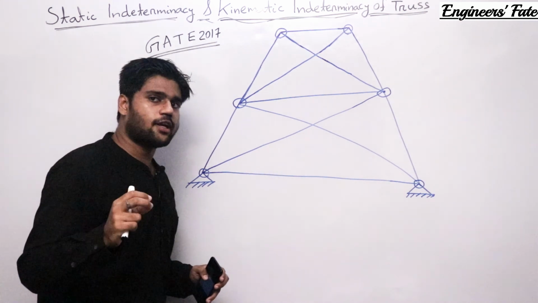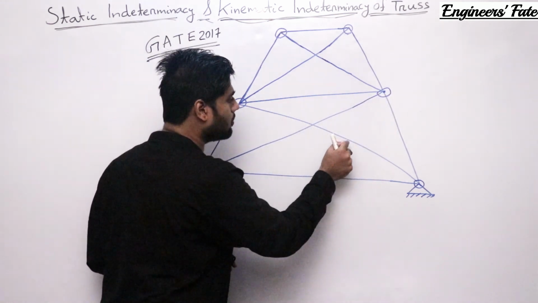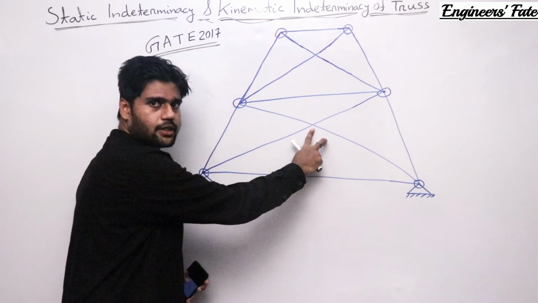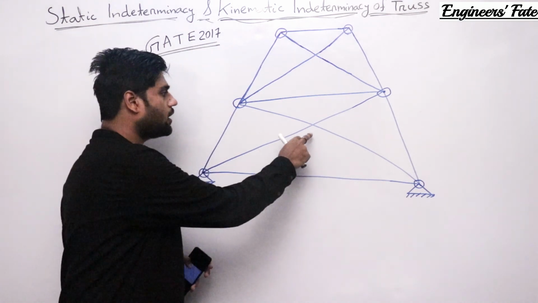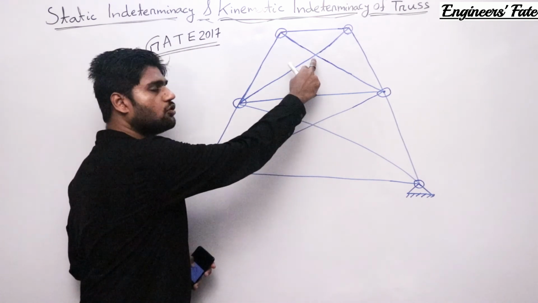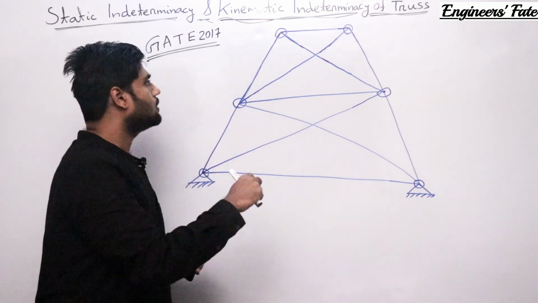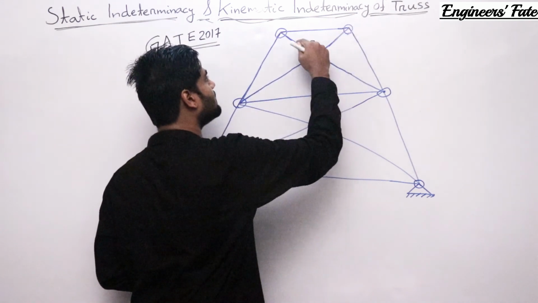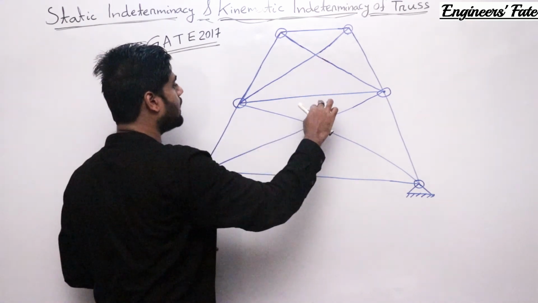The point to be noted is that this is a whole member and this is a whole member. This is not a joint. Both members are crossing each other. This is also not a joint because both cross members are crossing each other. So this is a whole member and this is a whole member. Both members are crossing each other. This is not a joint.